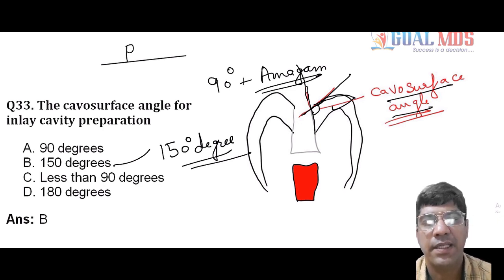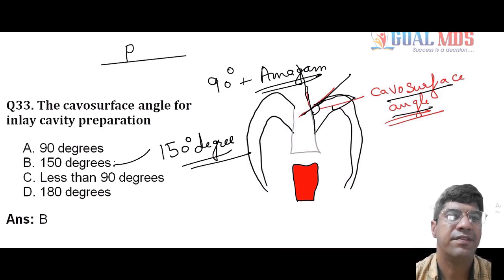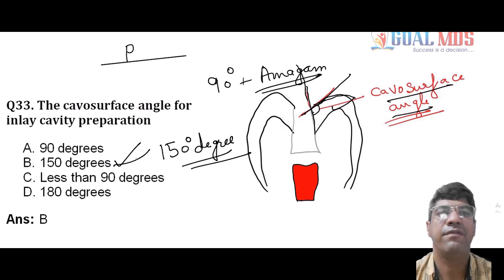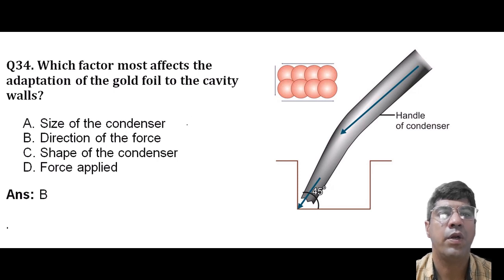To ensure that the inlay remains securely in place, the cavity must be prepared in a way that provides both retention and resistance form. So a cavo surface angle of 150 degree helps in achieving this balance. So that is why your answer is 150 degree. The cavo surface angle for the inlay cavity preparation is how much? It's 150 degree.